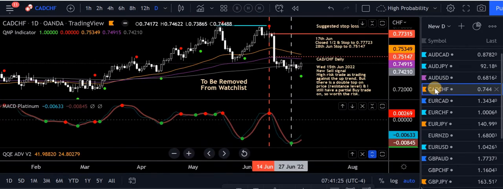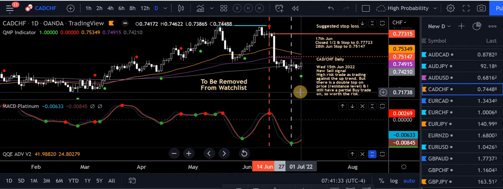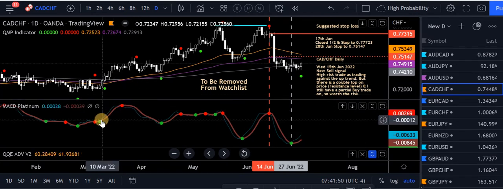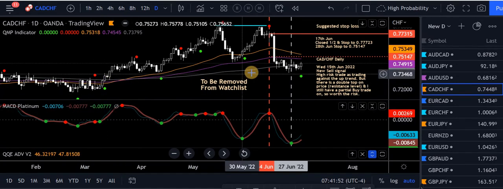Right, CAD Swiss also highlighted in yellow. There's a reason for that. Couple of things happening here. One, there's a new buy signal on Monday. The second thing is I'm removing this from my watch list, so I'm ignoring the buy signal. I did have a conversation with one of the other members in Telegram just a few minutes ago, and he asked me about this. There is some divergence from a long time ago, sort of across here.